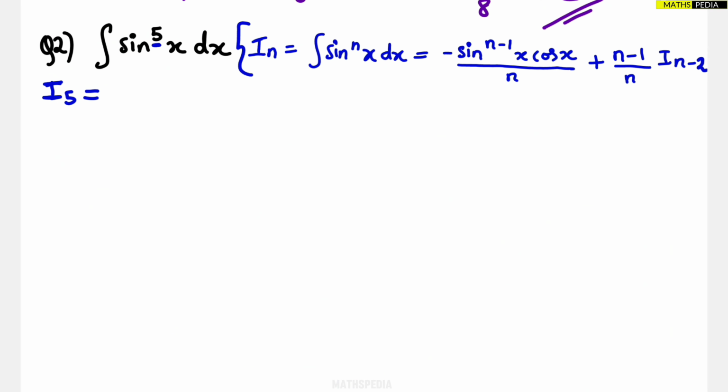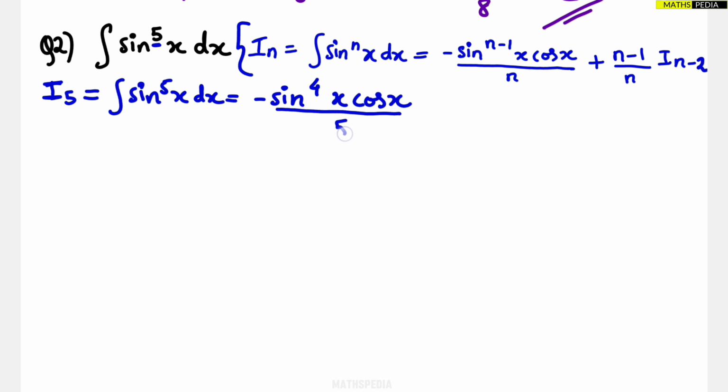So it becomes what? Minus sin 5 minus 1 is 4, sin to the power 4 x cos x as it is divided by 5, plus 5 minus 1 is 4, 4 by 5 into I n minus 2, 5 minus 2 is 3. Now this value is unknown, right? So I3 value is unknown. So we have to find now I3.